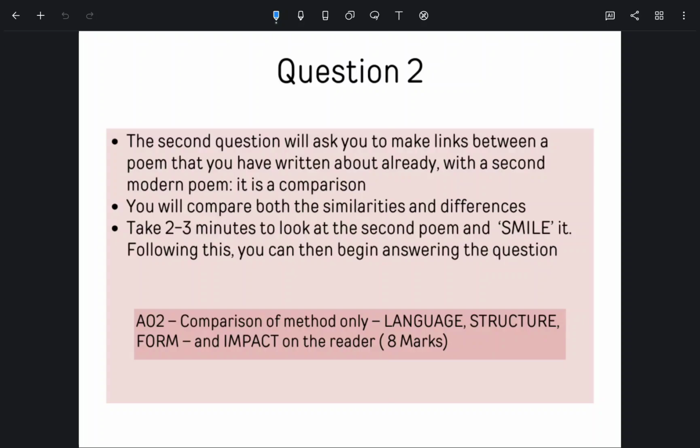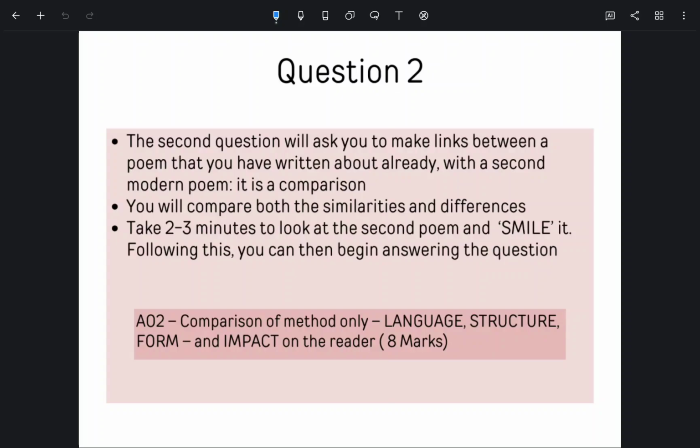And as you can see, the second question will ask you to make links between a poem that you have written about already with the second modern poem. It is a comparison. And you'll compare both the similarities and differences. And you want to take 2 to 3 minutes to look at the second poem and annotate it. Following this, you can then begin answering the question.